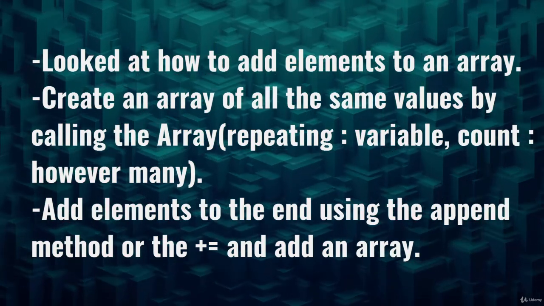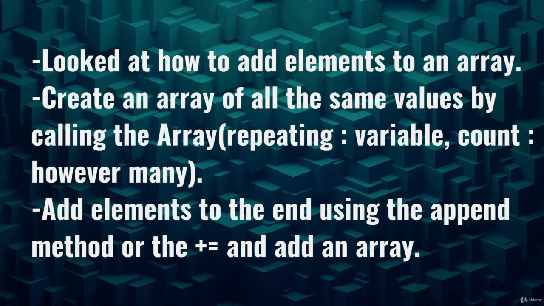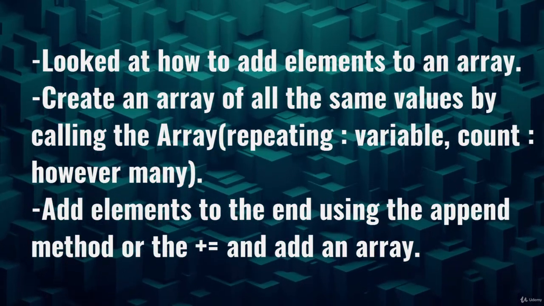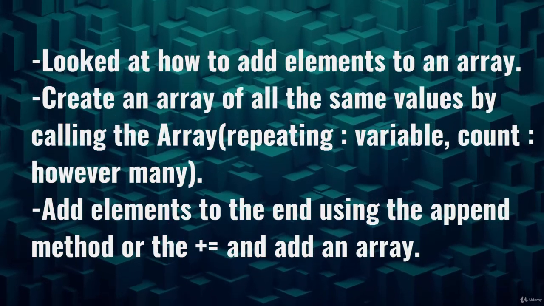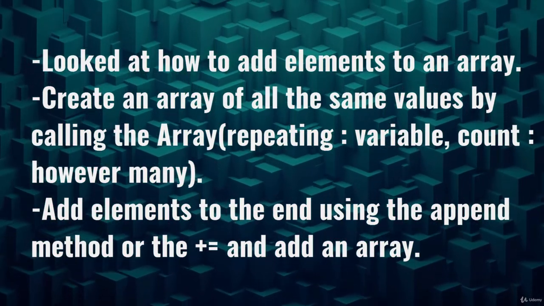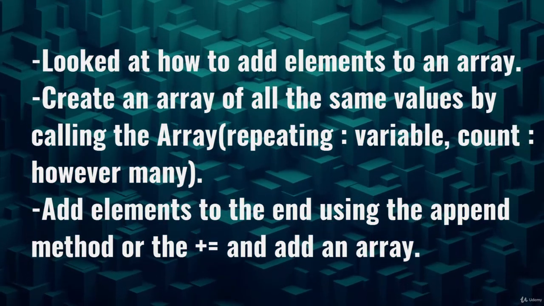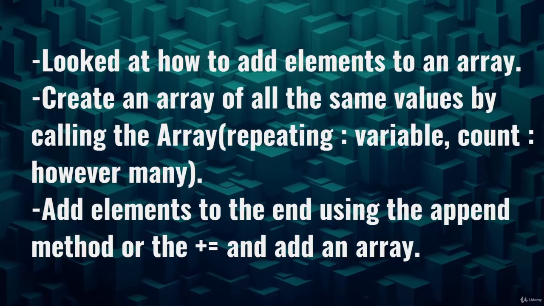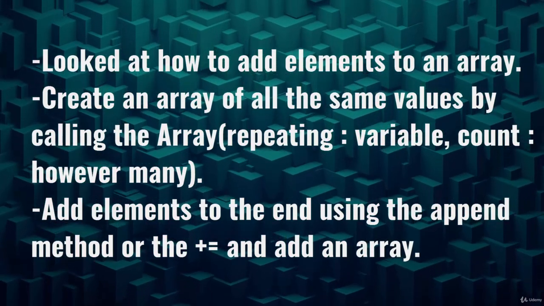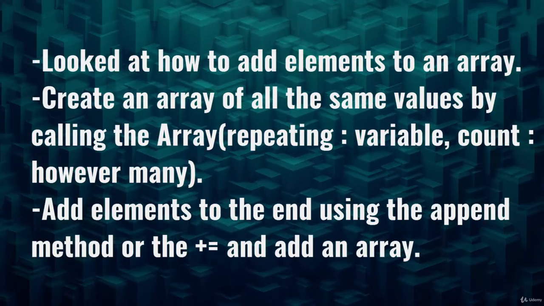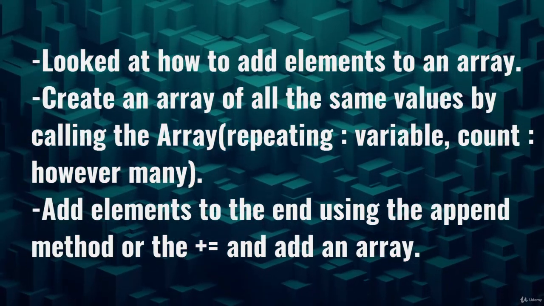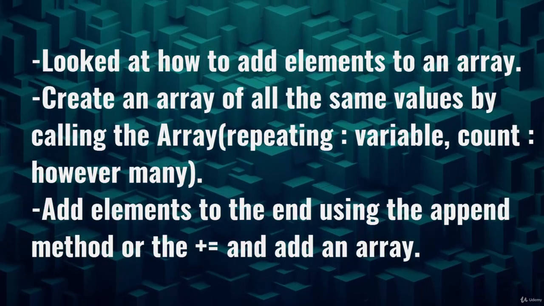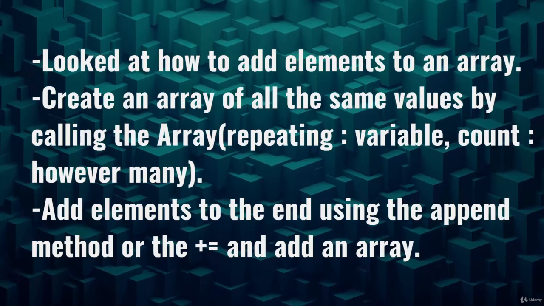We also focused on the second part of our tutorial on how to add elements to the end using the append method or the plus equals and an array. So if we call the array.append and then we can put in one element at a time, it adds it to the end. But bear in mind, again, it has to be of the same type. So you couldn't add the number 5 to an array of strings, unless it's a string itself. And the plus equals operator with an array basically just adds two arrays together. So this allows us to add multiple elements to an array at once, whereas the .append was only one element at a time.